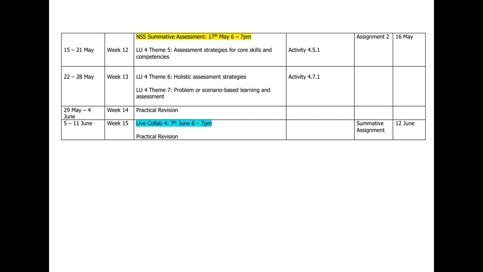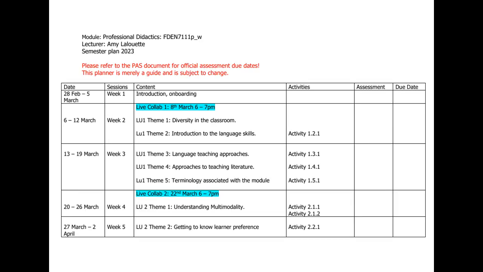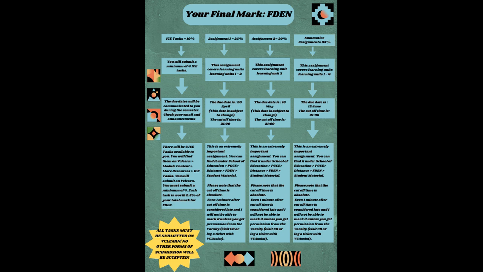You will also find your assessment structure under more resources. This one I had a little bit of fun with, so it's a little bit more colorful. So your final mark is made up of your 10% for ICE tasks. Remember, each of the ICE tasks you submit to an acceptable standard is worth 2.5%. So if you submit 2 ICE tasks, you will get 5%.